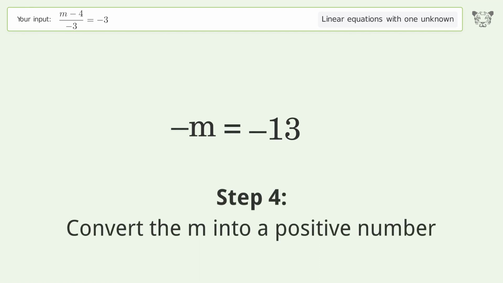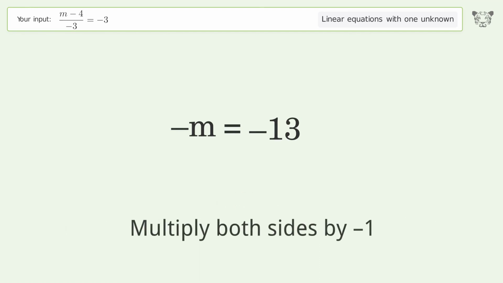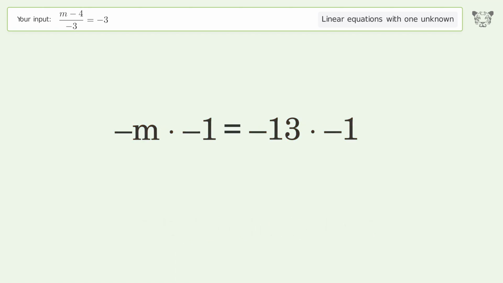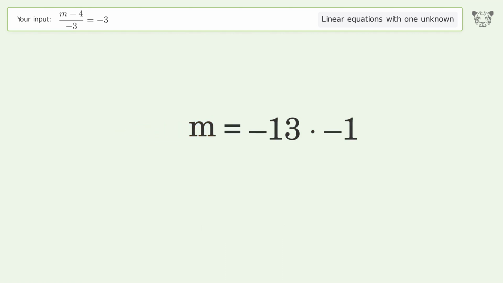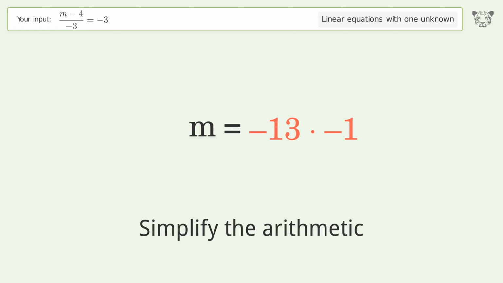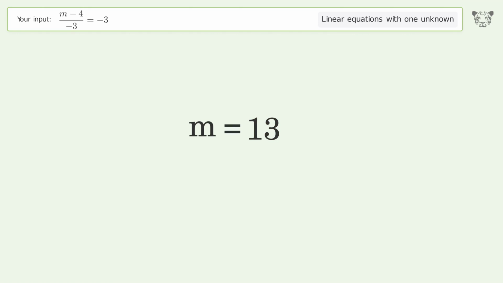Convert the m into a positive number. Multiply both sides by -1. Remove the ones. Simplify the arithmetic. And so the final result is m equals 13.